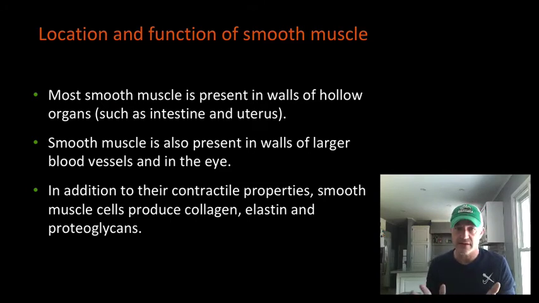Again, as I was already saying, it lines a lot of these muscular organs, things like the intestines, the stomach, and the uterus is another good example on this one. Again, found in the blood vessels, found in the eye, as I mentioned.